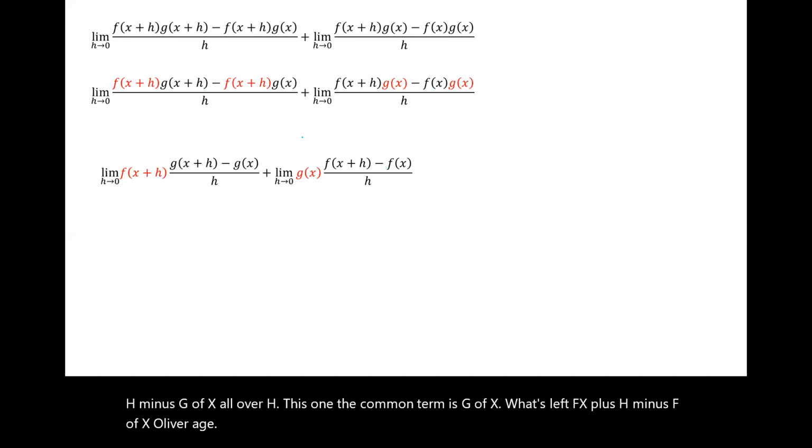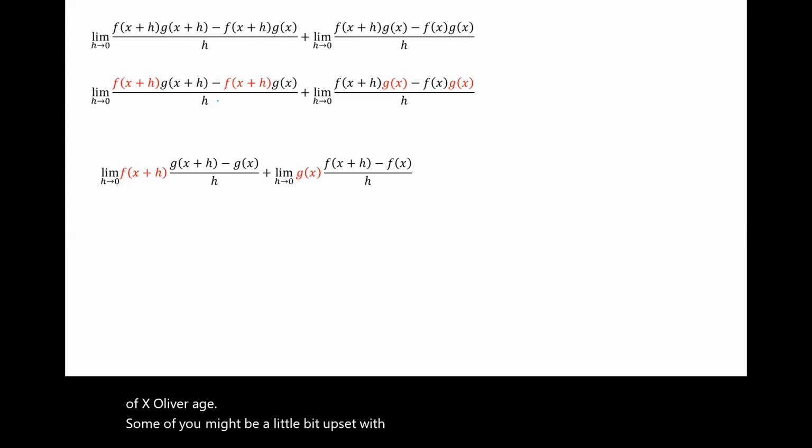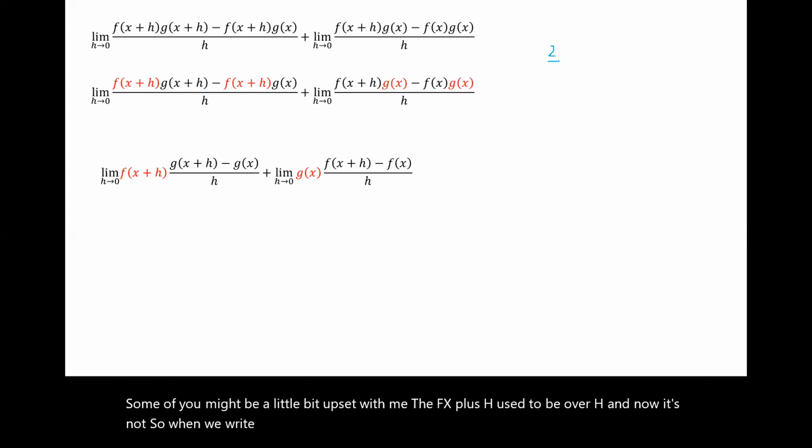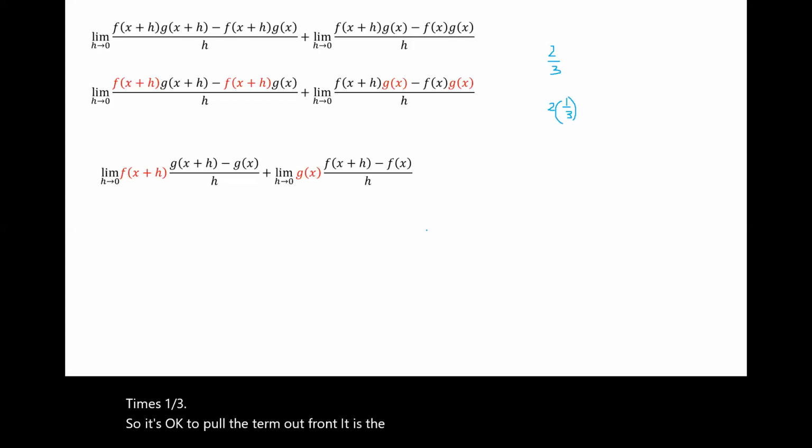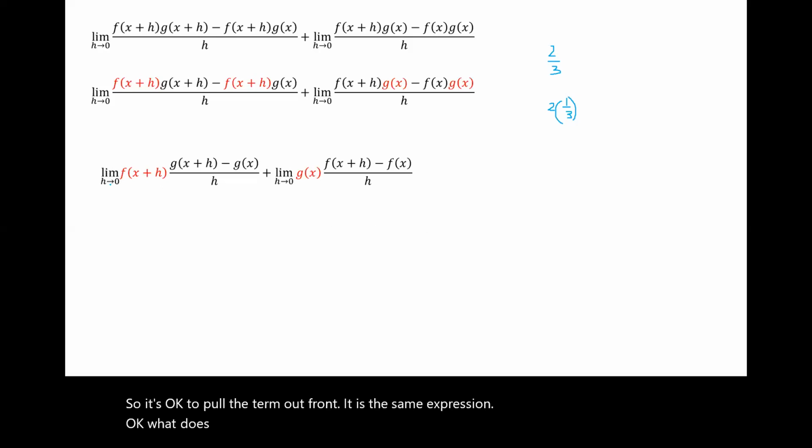Now, some of you might be a little bit upset with me. The f of x plus h used to be over h, and now it's not. So when we write down 2 over 3, that's the same as 2 times 1/3. So it's okay to pull the term out front. It is the same expression. Okay, what does this do for us? We're now going to calculate the limit. The limit as h approaches 0. If this becomes 0, that'll just be f of x.